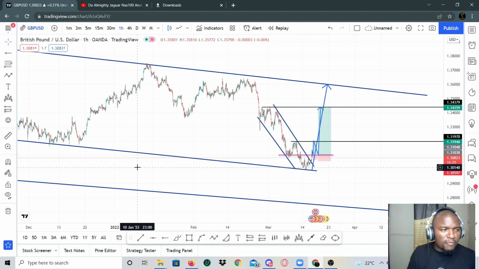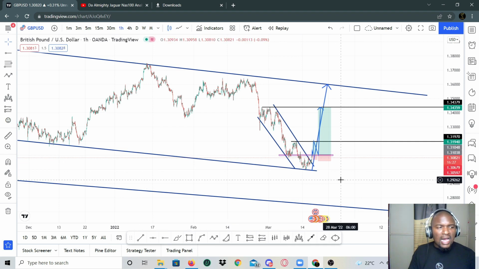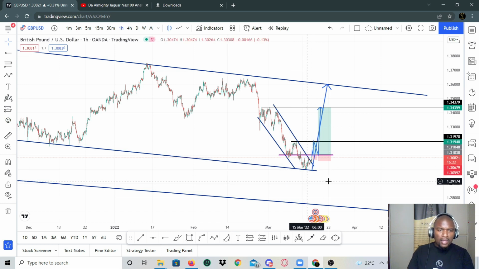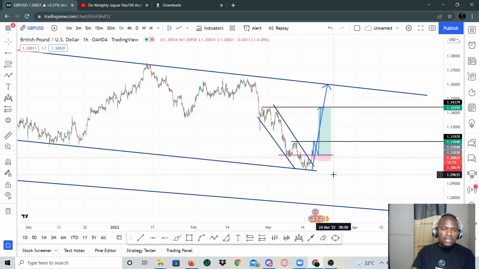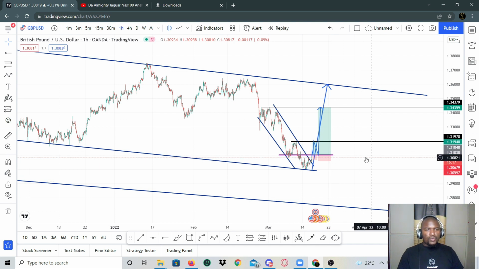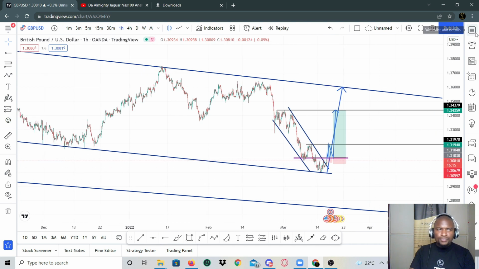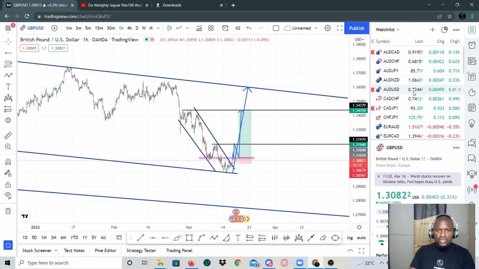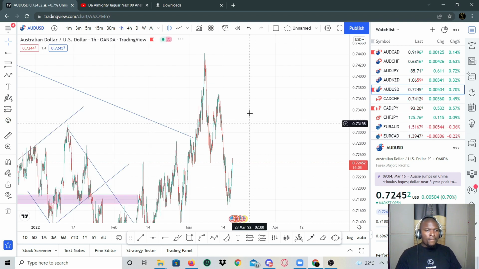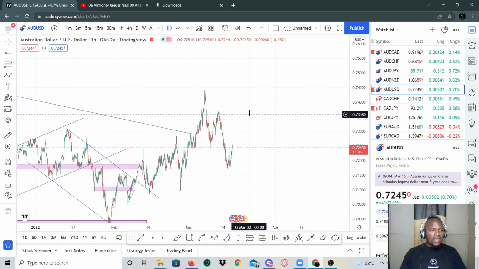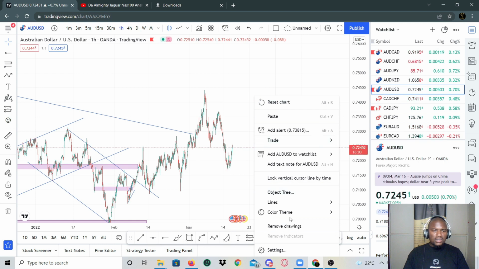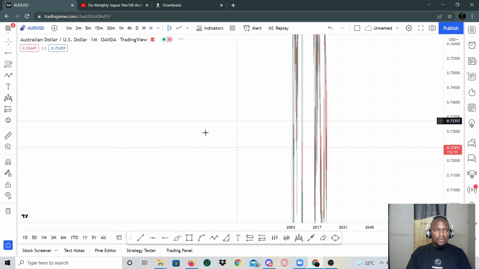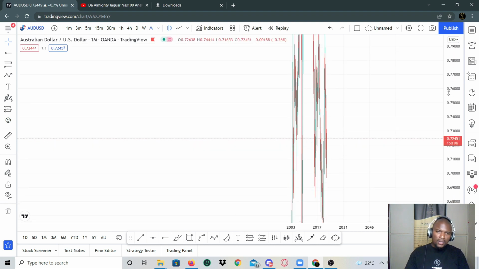So without any waste of time, guys, let us quickly check another pair, which is AUD/USD. So from these levels right here, I will just remove this and start from the monthly time frame as usual.